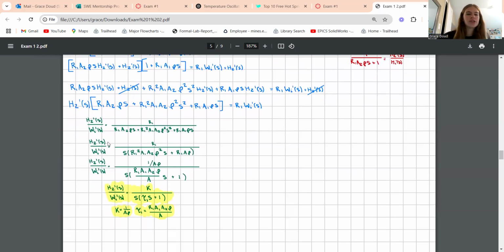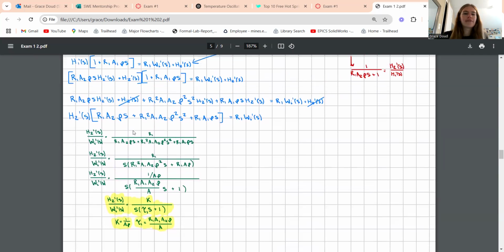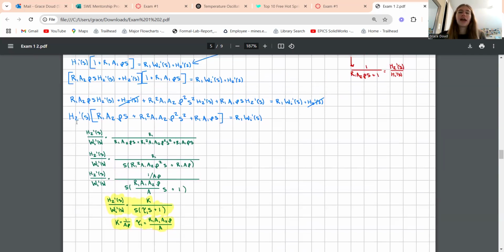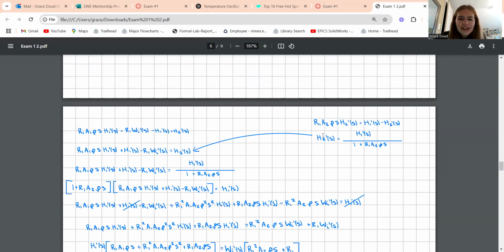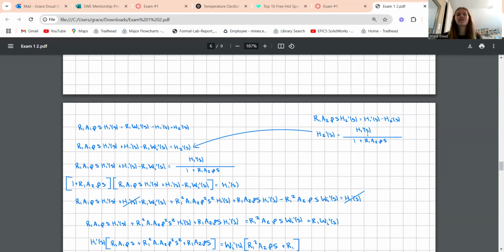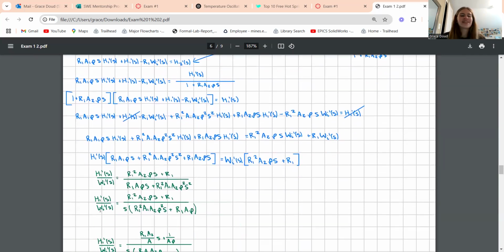We were able to reduce this down to standard form and then figure out our constants for that. And then I did the exact same thing. I then used this left-hand side to solve for H2 of S as a function of H1 of S, and then I plugged that in to get H1 of S over Wi of S.